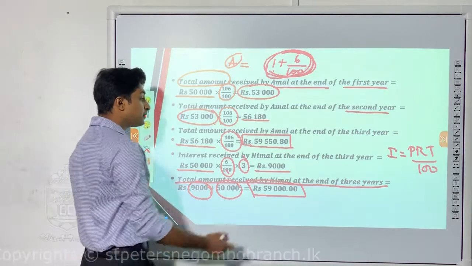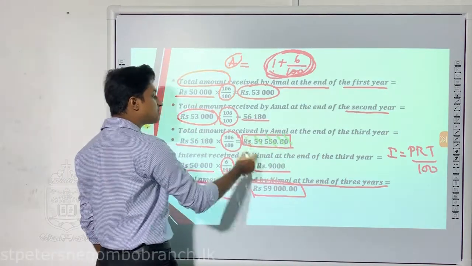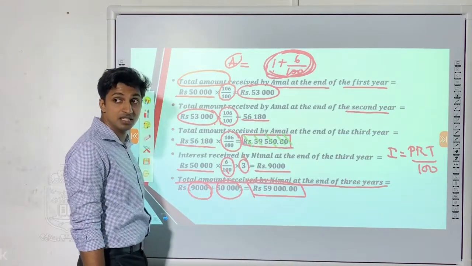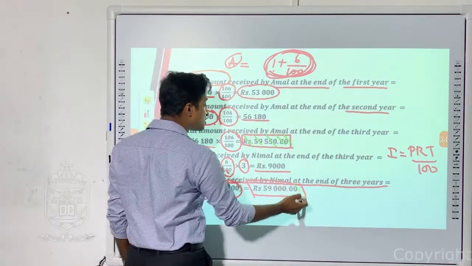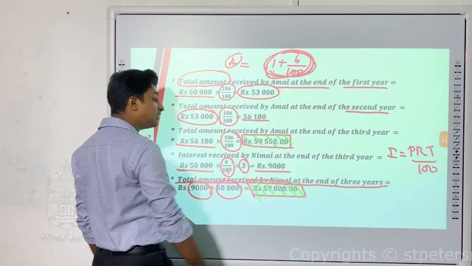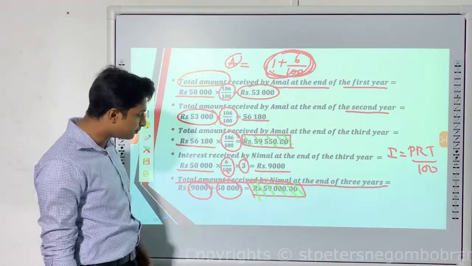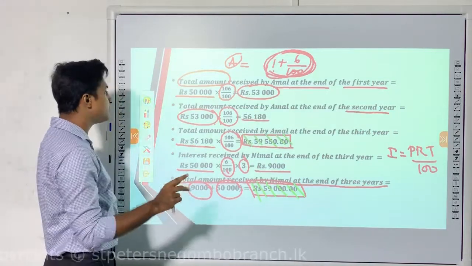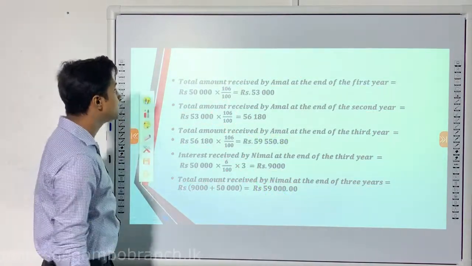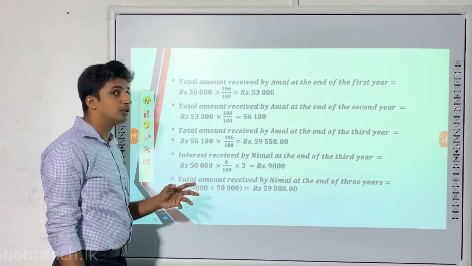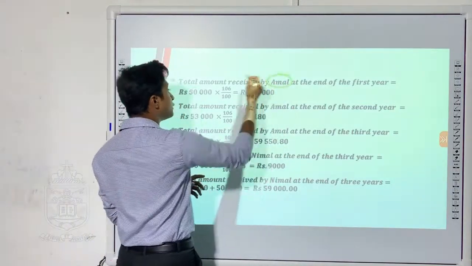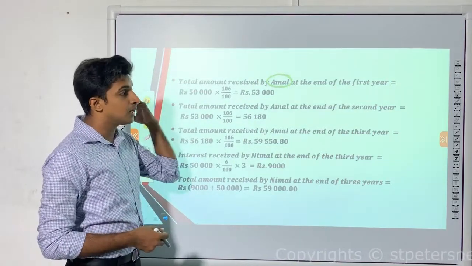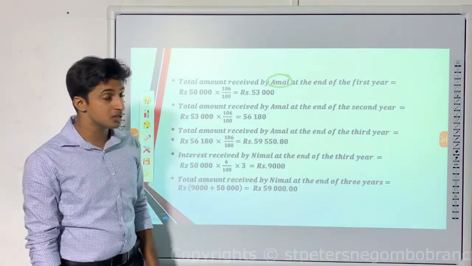Now if you see, the person who went through compound interest has an amount of 59,550 and 80 cents. But the person who went through simple interest has only 59,000. So it completely shows that this is more valuable, right? Again, if I just explain very simply and quickly, first we are going to find the total amount that Amal has at the end of 3 years. That is basically the person who has invested in a compound interest account.